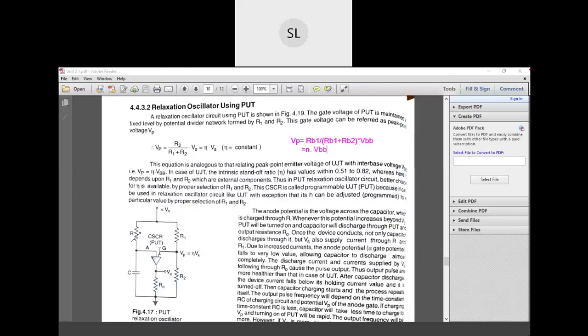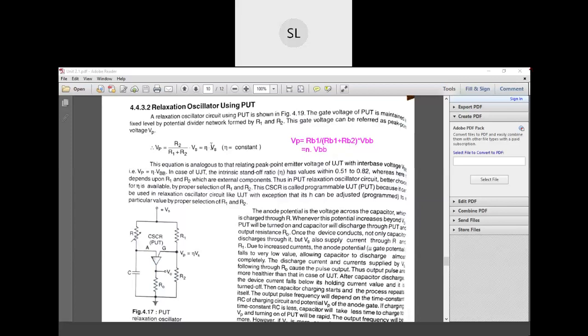Here, eta is nothing but the ratio of R2 by R1 plus R2. So by using various values of R1 and R2, we can vary this value of eta. In case of UJT, eta was based upon the internal base resistors RB1 and RB2. Therefore, it was constant, between 0.51 and 0.82.